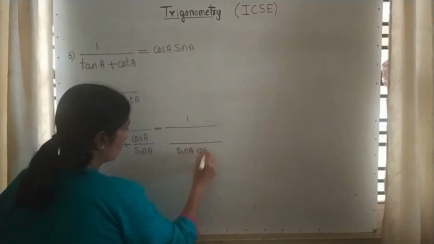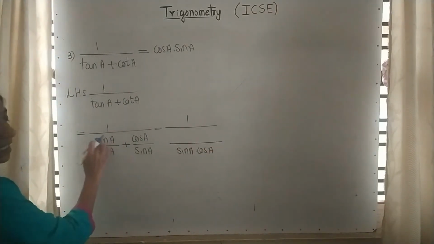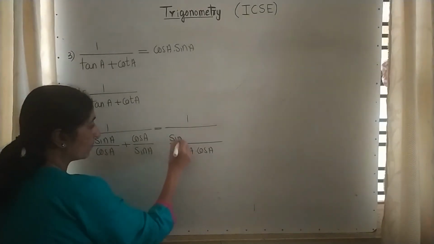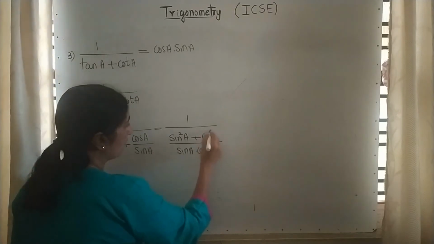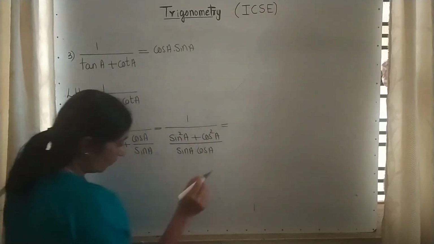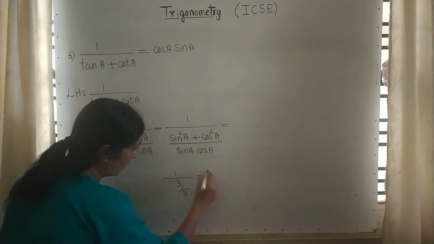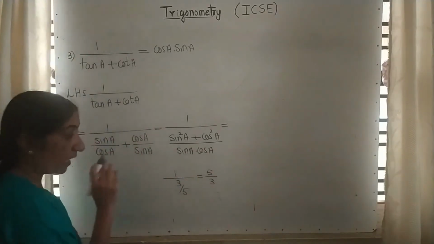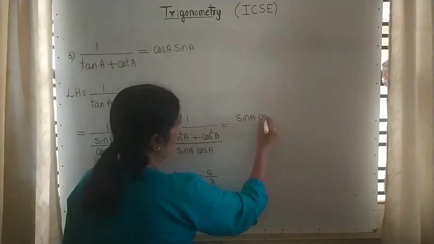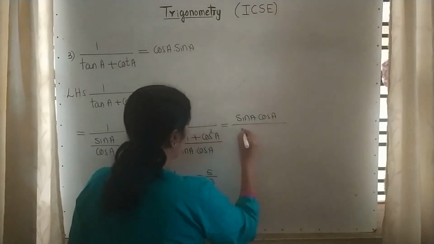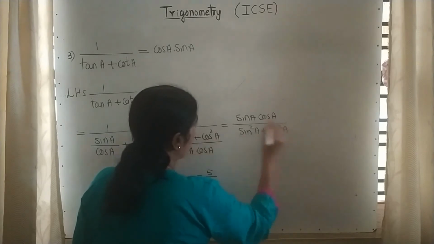Sin A into cos A. This sin A is multiplied here. Already one sin is there, so sin A into sin A is sin square A. Cos A into cos A is cos square A. And you are familiar, it is like 1 upon 3 upon 5. It goes up. Sin A into cos A upon sin square A plus cos square A.